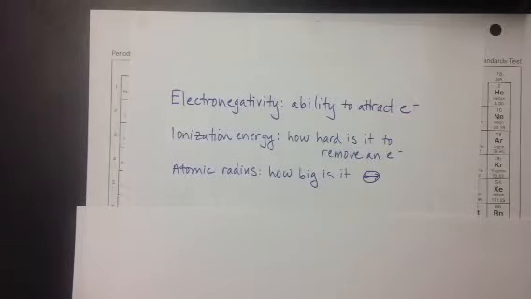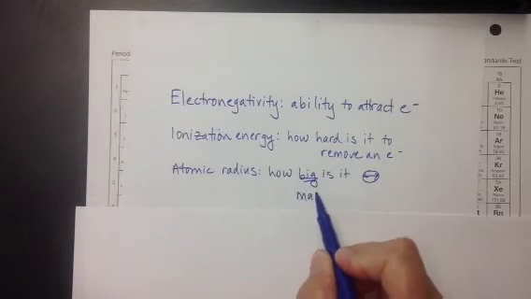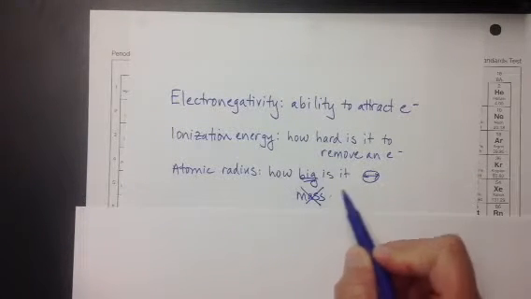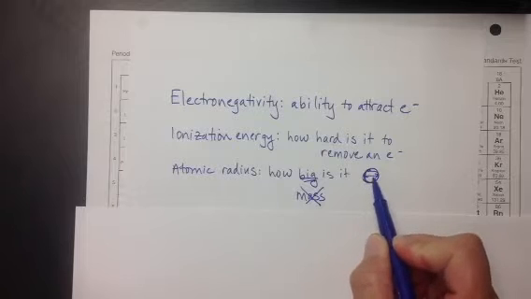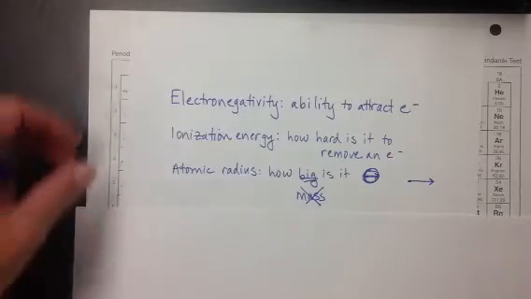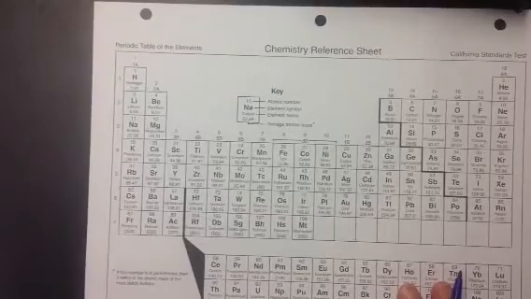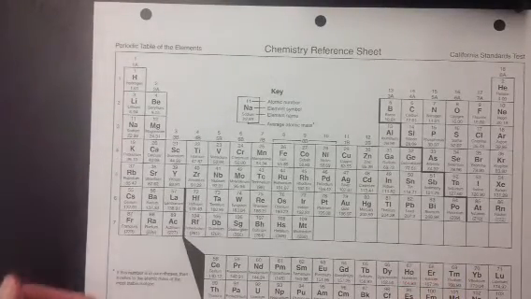Our last trend on the periodic table is the atomic radius. So basically we're asking how big is it? But we're not talking about how big is it in terms of mass. We're talking about how big is it in terms of the radius, or the size from the nucleus to the outermost energy level.